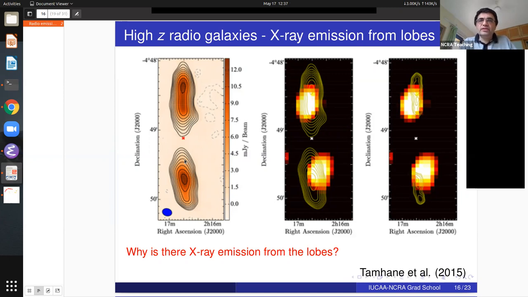So there is no reason to expect absolute symmetry, but because the overdense regions tend to be separated by length scales that don't change drastically over the local part of the universe, you can never have one lobe which is, let's say, 50 kiloparsecs away and another lobe which is 5 megaparsecs away.